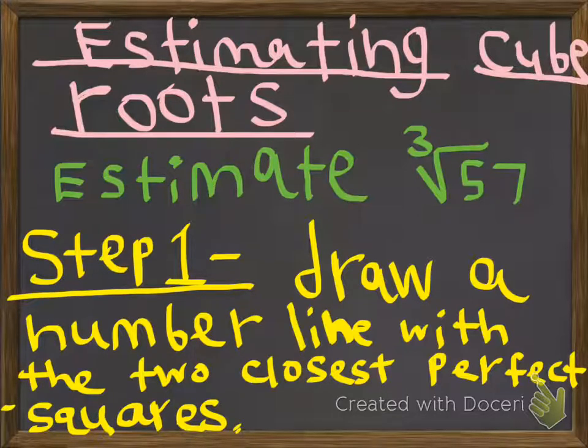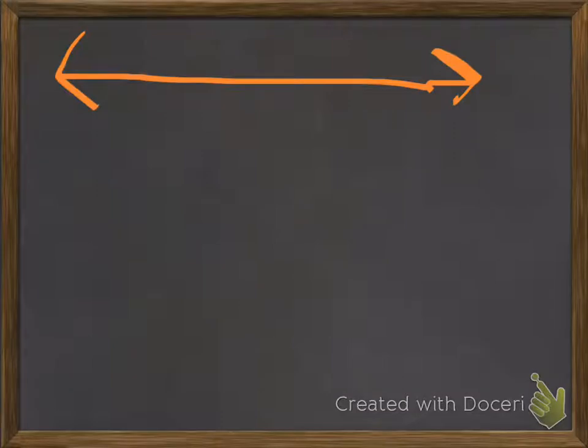In this case, it's the cube root of 57. So you have to find which 2 perfect cubes would be the one above it and the one below it. The closest is 64 on top, and the closest is 27 on the bottom. So that's how you draw a number line to put all your estimated values. Okay, this is the number line.